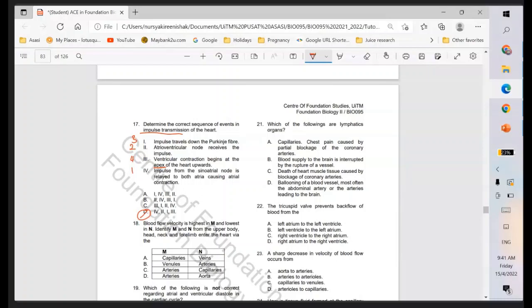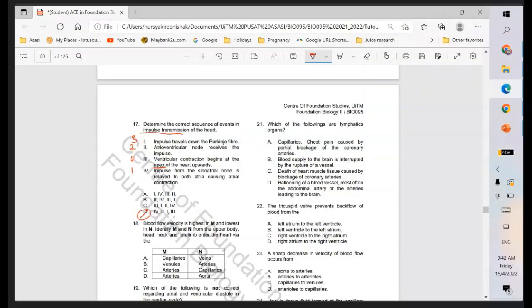Apex of the heart kat mana? Kat mana apex? Kat fifth intercostal space. Betul tak, madam?